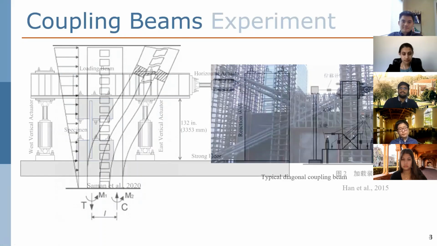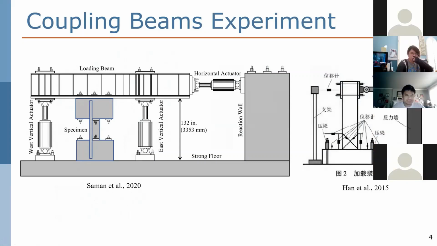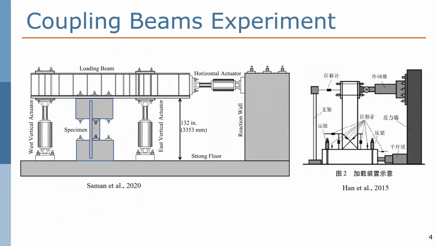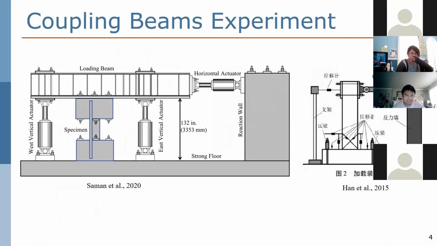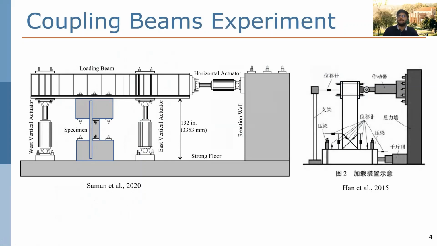So before we move on, I just want to briefly talk about the experiments and the typical setup of coupling beam experiments, which aims to replicate the shear force experienced by a coupling beam during a seismic event. The horizontal actuator provides shear to the blocks, which represent shear walls, which are highly stiff, and then observations are made on the beam.